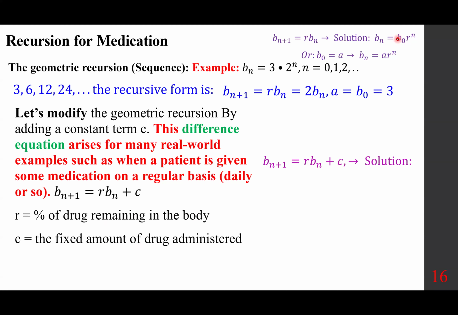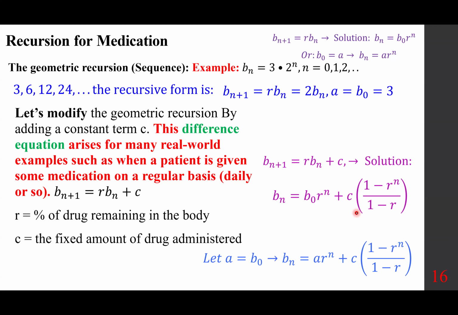And the solution is the same thing, and it adds this factor of C times 1 minus R to the power of n over 1 minus R. And in some texts, we use A or b sub 0 as the first step. So I want to make sure that everybody understands that. And by the way, I have the proof of this at the end if anybody's interested.